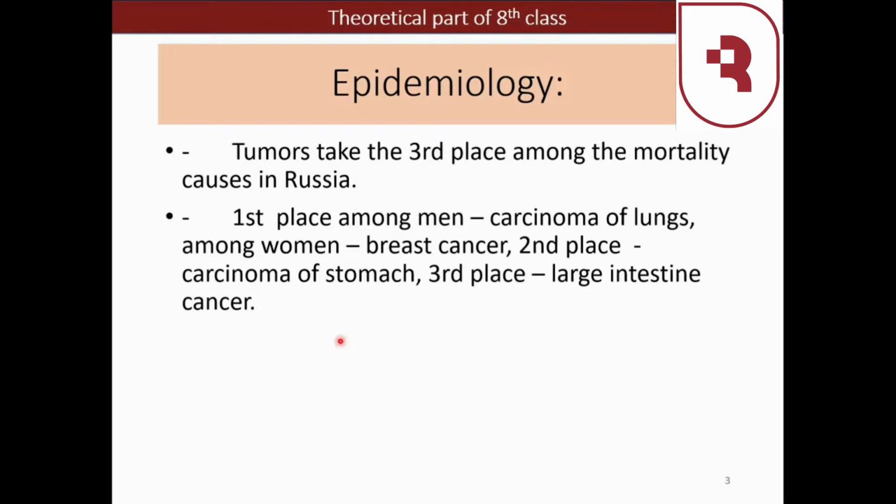Among tumors, one of the most common for men is carcinoma of the lungs, and in women we may see breast cancer. In second place, in both males and females, we see carcinoma of the stomach, and in third place, carcinoma of the large intestine. So you may see that malignant tumors may be localized in any different tissues, in any different places of our organism. And we will also have different anatomical or clinical manifestations, and we have to know them.